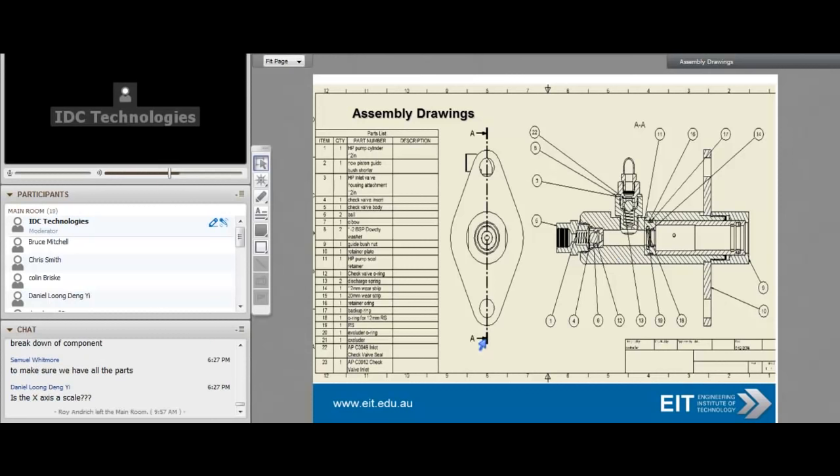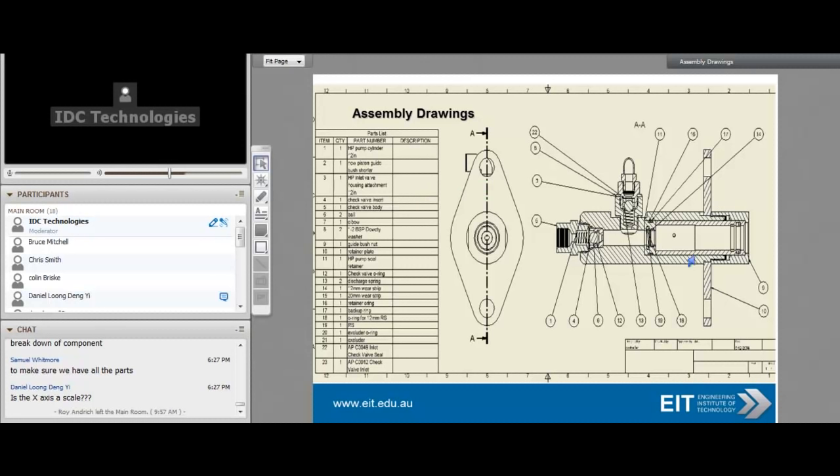The x-axis, no, Daniel, the x is a section. It's just to show that this drawing is a section view, viewing on AA. So in other words, I take an imaginary hacksaw, I cut this in half, and what I'm seeing here on the right of the drawing is the view that I would get if I looked at the component once it's cut in half from left to right.